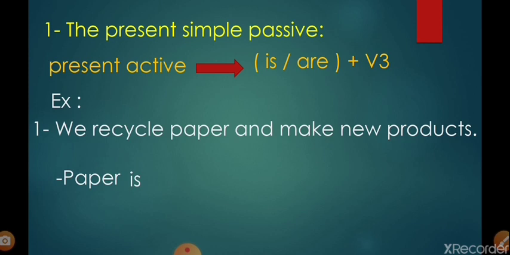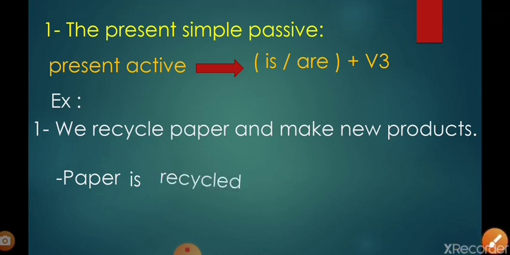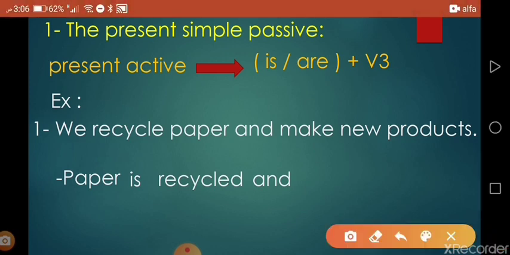After is, we should use verb 3 from the verb. Now, what's the verb in the sentence? It's recycle. Recycle is a regular verb, so we write it recycled. Now we put the conjunction and the next sentence, or the second sentence, make new products.